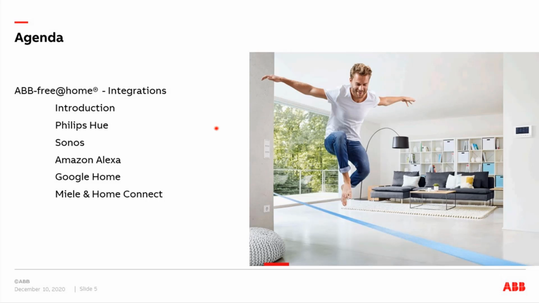So we have quite a lot of topics for today, or quite a lot of integrations which we want to show you. The integrations in general we want to show you are Philips Hue, Sonos, Alexa, Google Home and Miele and Home Connect. All of these integrations are more or less really plug and play solutions. So even though we have a lot of topics today, you will see that the integrations and the way how to use them is not too complicated. So I think we will manage to show you all the integrations today in the 30 minutes.